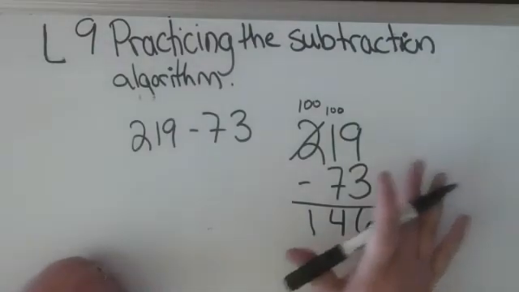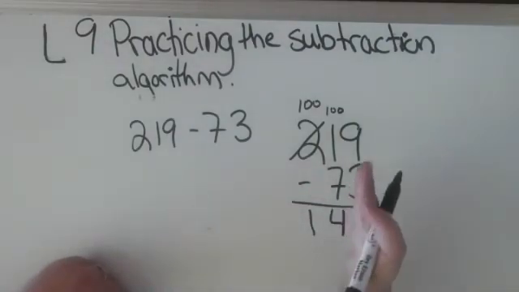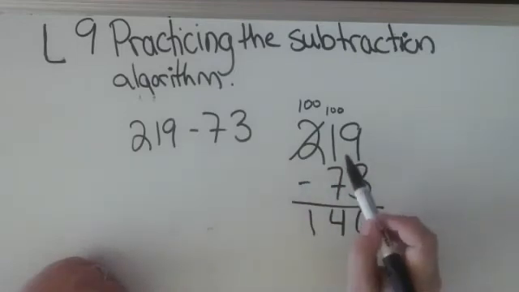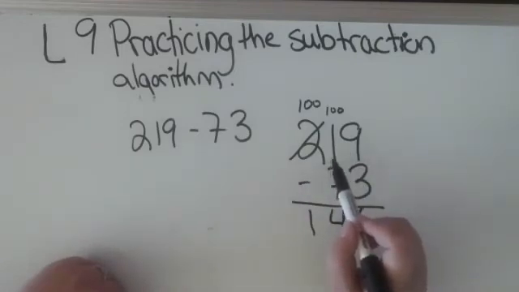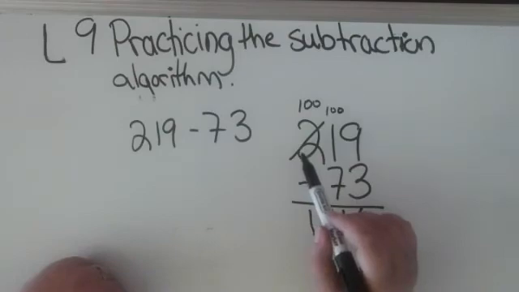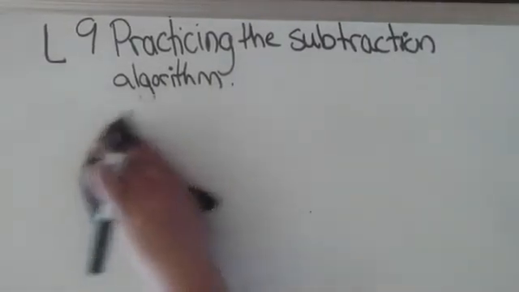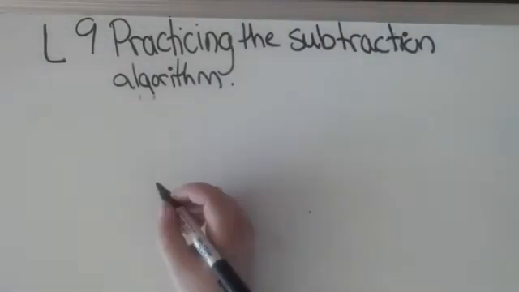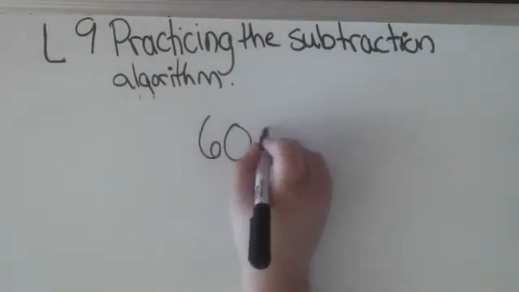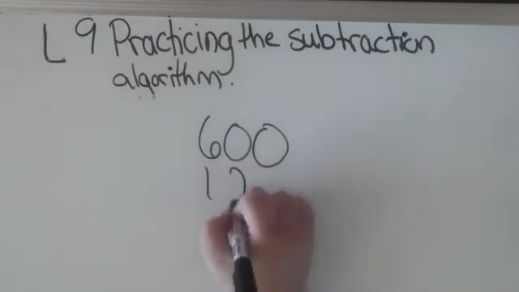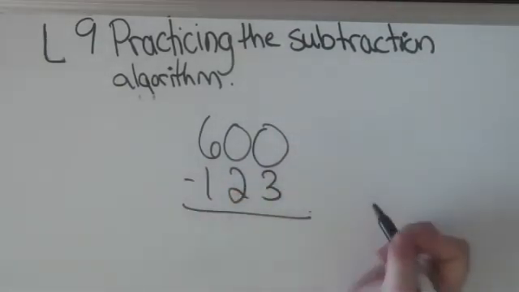Okay, remember that is the subtraction algorithm. Start in the ones column, move your way to the side. If you come across a number where you can't do the subtraction, you need to borrow or regroup from the closest number to the left. I'm just going to go over one more and then I will let you find the differences on yourself. So if I have the number 600, I'm taking away 123.